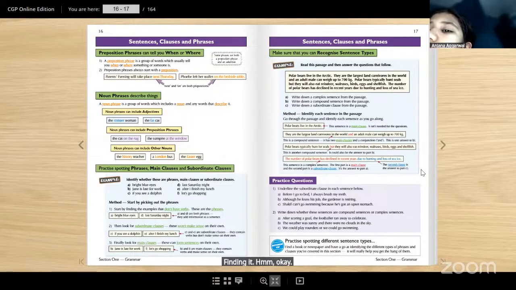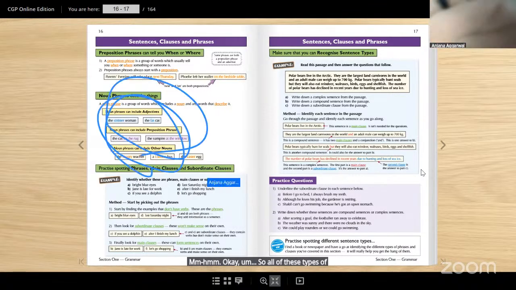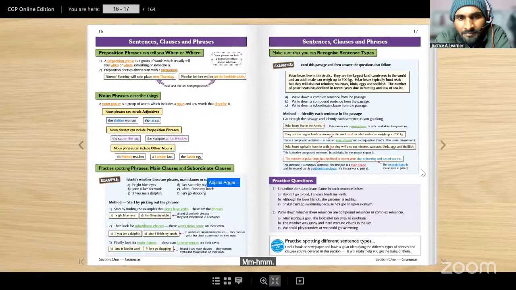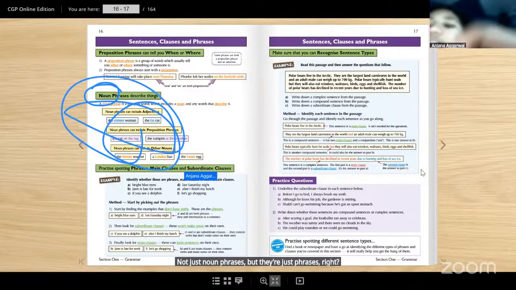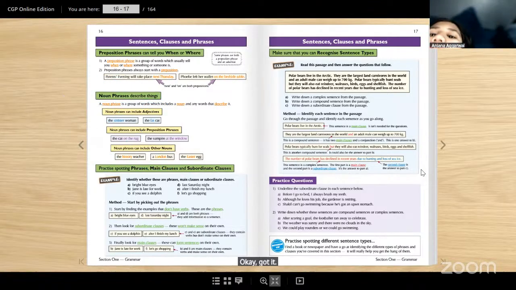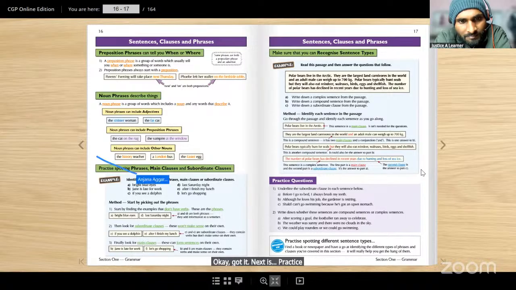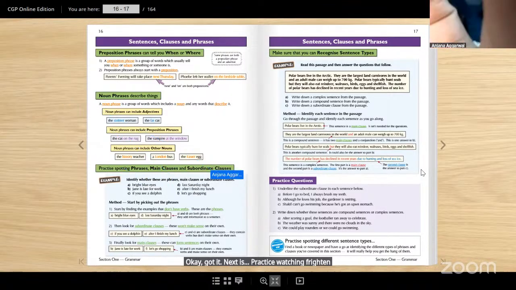Okay. So all of these are types of phrases, not just noun phrases, they're just phrases, right? Okay, got it. Next is practice spotting phrases, main clause, and subordinate clause.